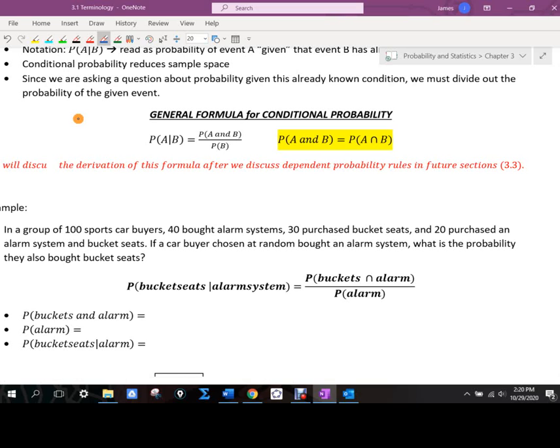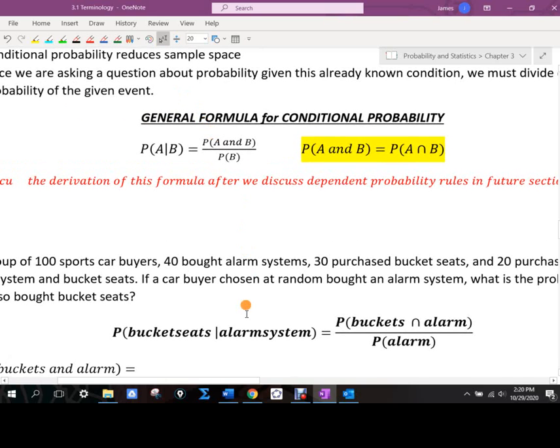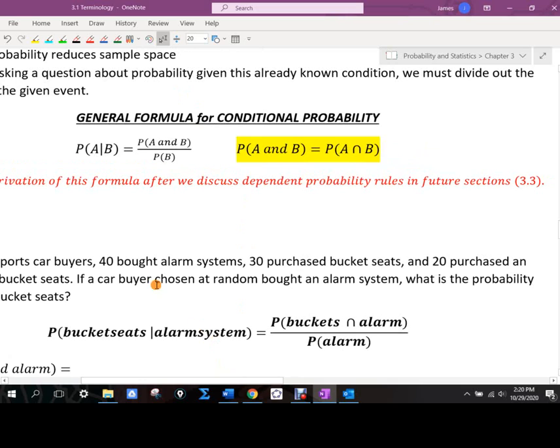That'll make a little more sense when I give you an example of a specific situation. But the general formula for conditional probability, you're going to see written two different ways. I don't like the way our textbook writes it, but this is the way it writes it. It says the probability of A, and that line right there stands for the phrase given that.